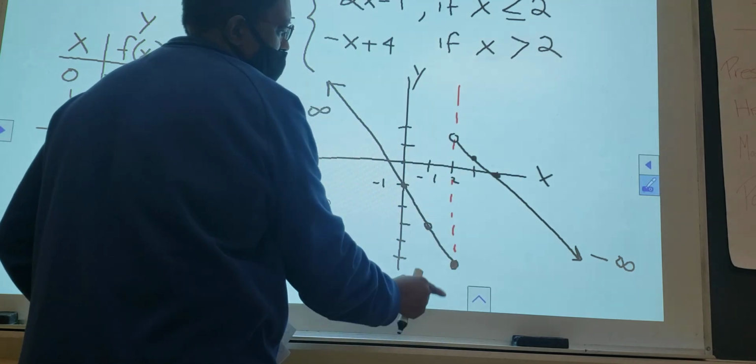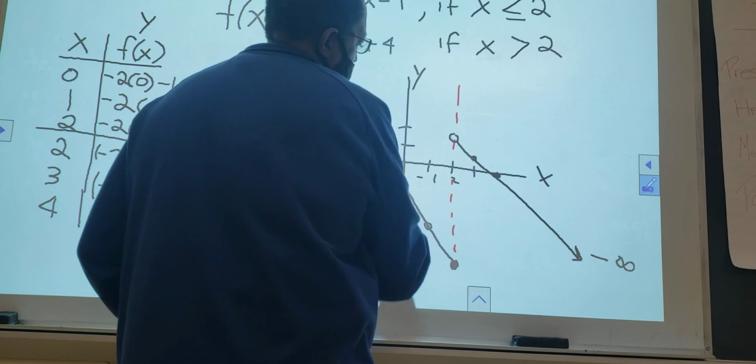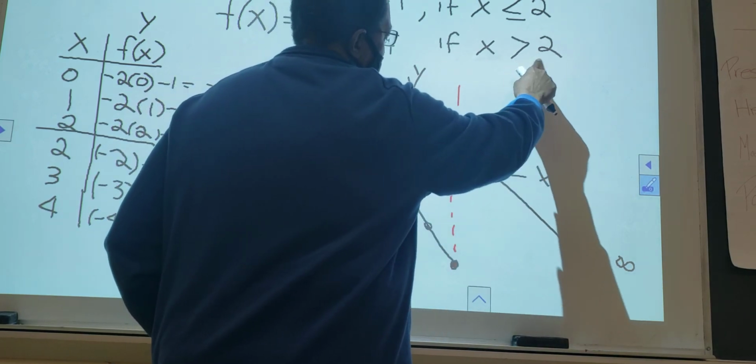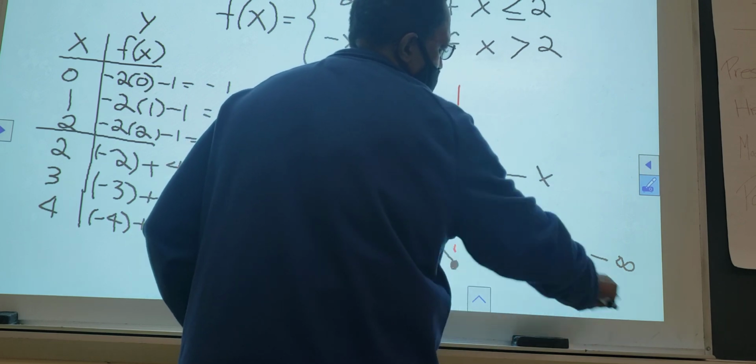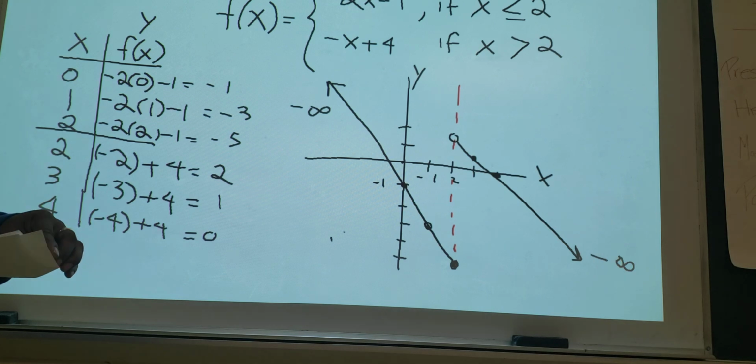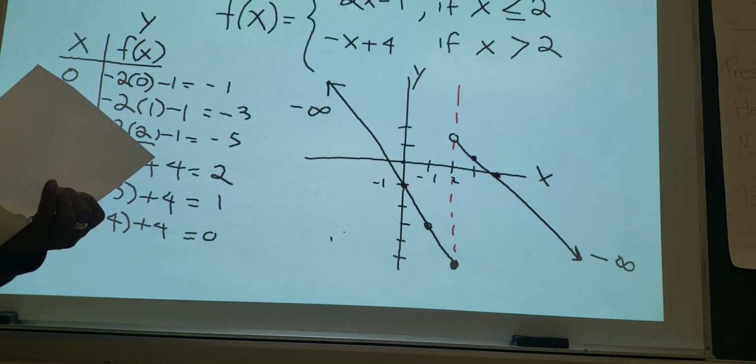And so this function, when it goes here, it jumps up to here. This is an open circle because it doesn't include 2, and it goes to negative infinity. So that's how you graph it. Okay, does everybody kind of understand that?